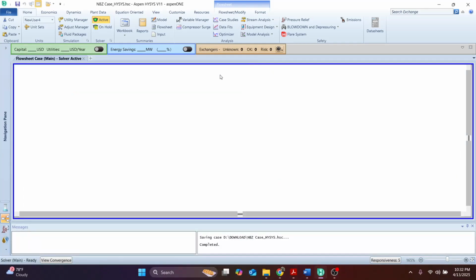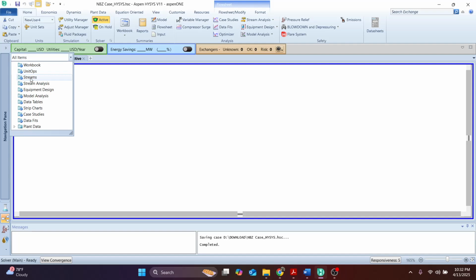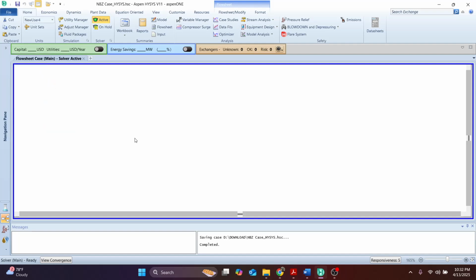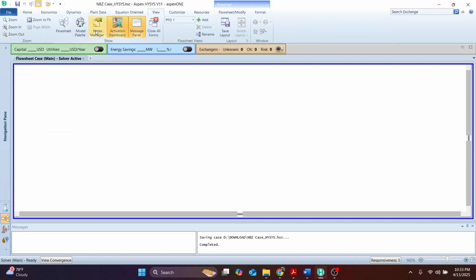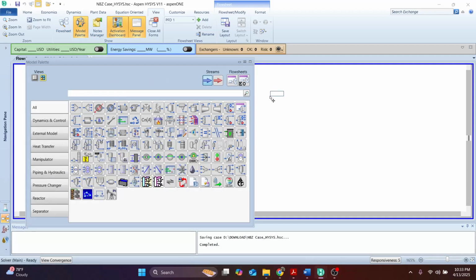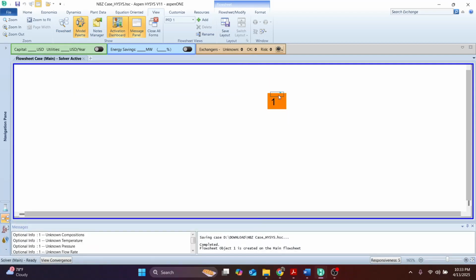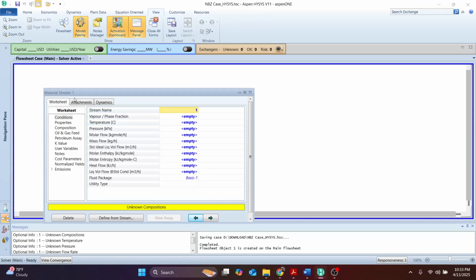Now we are in the main UI of the simulation, and we're going to bring up the model palette again. For this first part, I forgot to mention earlier that we'll only be discussing it until probably around the reactor.